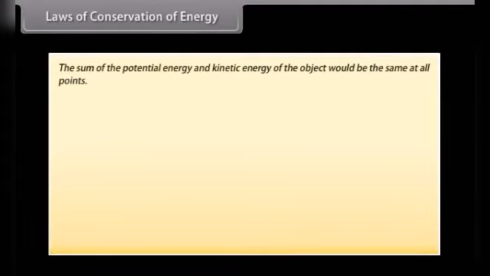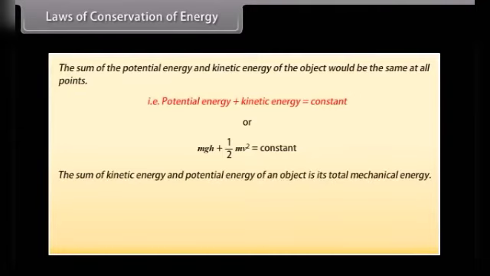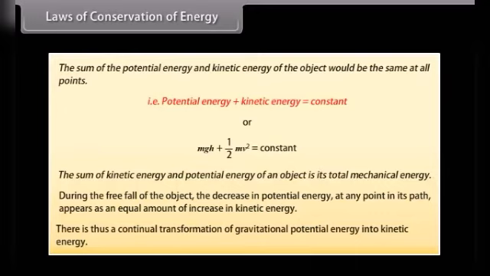However, the sum of the potential energy and kinetic energy of the object would be the same at all points. That is, potential energy plus kinetic energy is equal to constant, or mgh plus 1/2 mv² is equal to constant. The sum of kinetic energy and potential energy of an object is its total mechanical energy. We find that during the free fall of the object, the decrease in potential energy at any point in its path appears as an equal amount of increase in kinetic energy. There is thus a continual transformation of gravitational potential energy into kinetic energy.